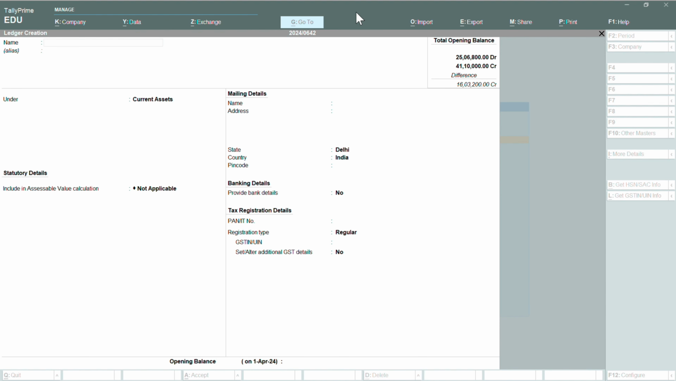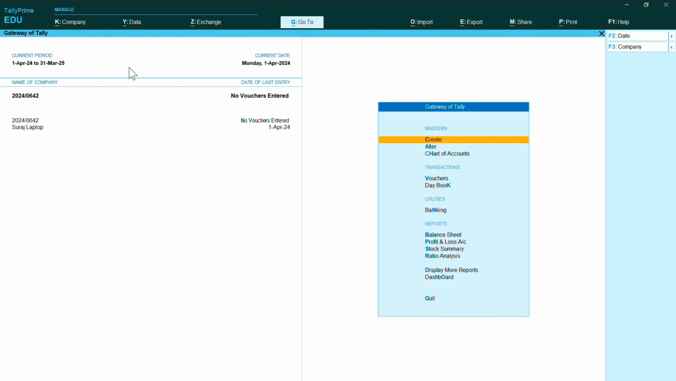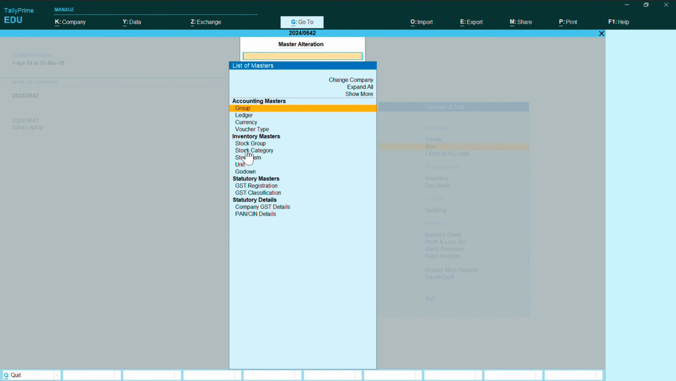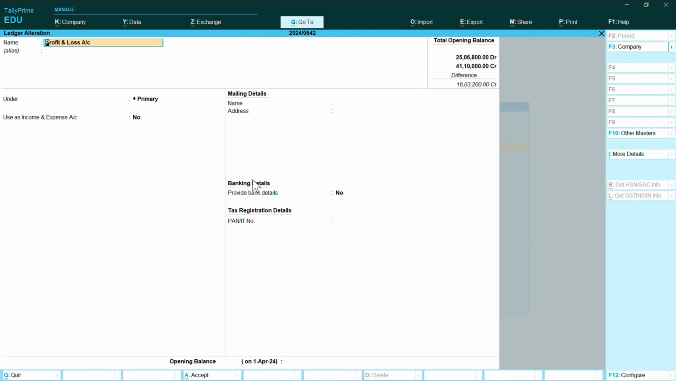Okay, so now we are done with the ledger part. In this, I have not created the profit and loss account, cash account, debtor and creditor, and stock. I'll explain why. First, we are going to see why I have not created the profit and loss account and cash in hand account. They are already present in Tally Prime, so we don't have to create them. Just go to alter and alter them.